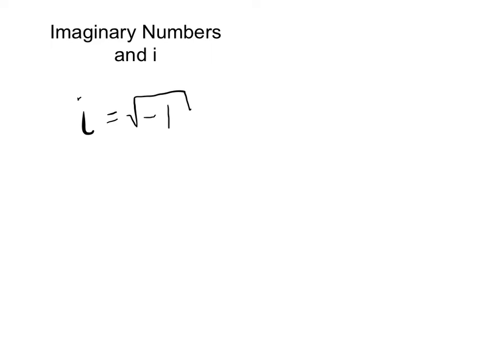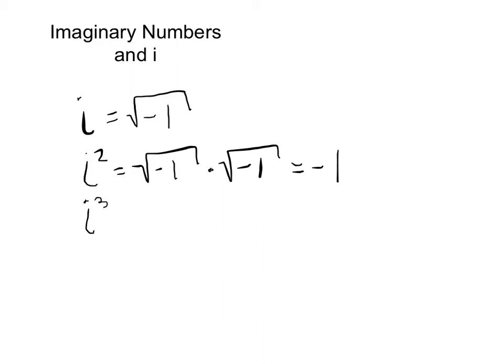So if i is the square root of -1, what do you suppose i squared is? Well, i squared would be the square root of -1 times the square root of -1. So i squared equals -1. These are the two most common powers of i that you're going to see, but we could still go further.